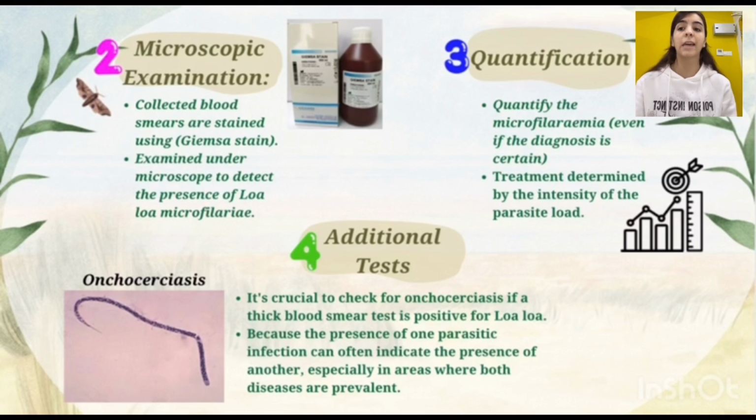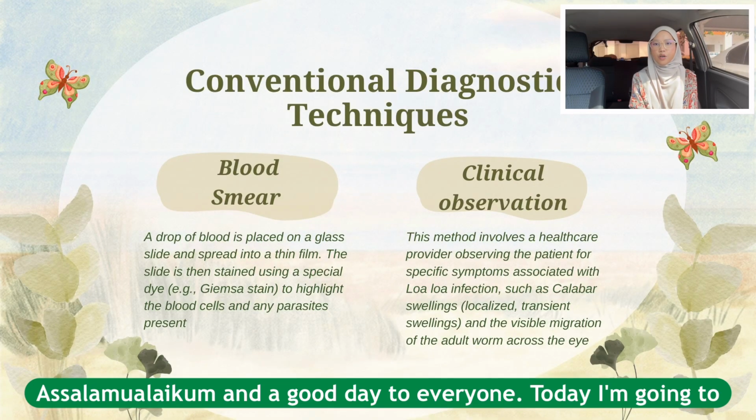The additional testing is important to check for onchocerciasis if the blood smear tests positive for Loa loa. That's because the presence of one parasitic infection can often indicate the presence of another, especially in areas where both diseases are prevalent.